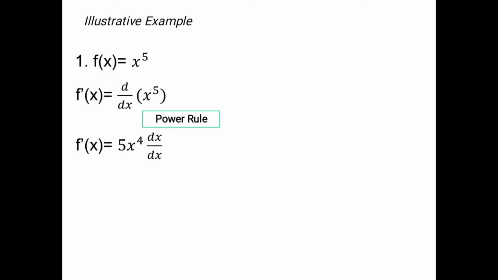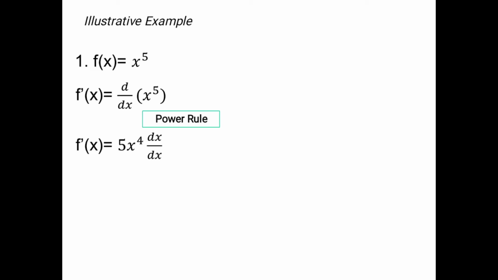By the use of the power rule, since the function is x to the 5th power, we make the exponent 5 the coefficient of x. So we have 5x raised to the power. Since we have 5 as our exponent, we subtract 1 from 5 and we have 4 as our new exponent. So we have 5x raised to the 4th power.